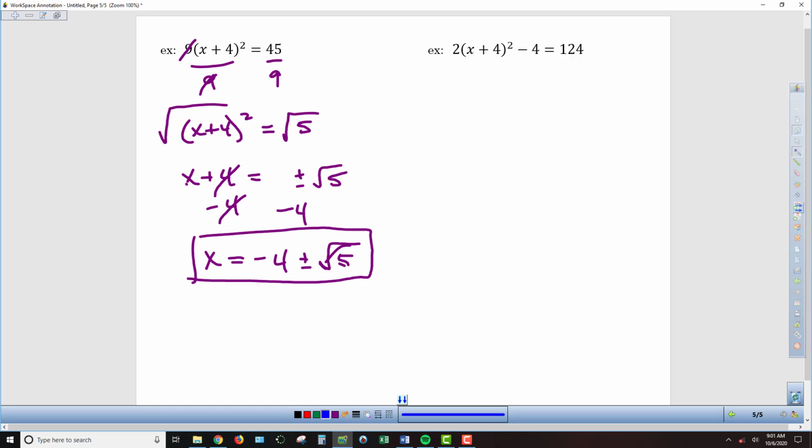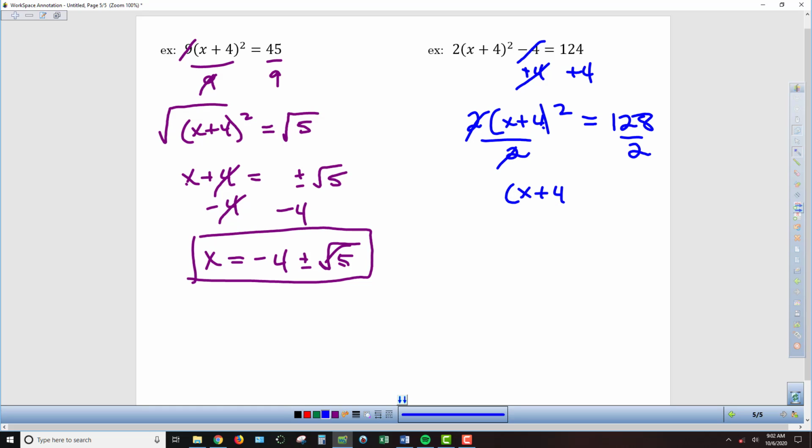For the last one, we'll go ahead and do the same thing. We've got to work on isolating that x plus 4 squared. I'm going to treat it as if it was a giant variable that needs isolating. So I'm going to add 4 to both sides. So I've got 2 times x plus 4 squared equals 128. So now I'm going to divide both sides by 2. So I've got x plus 4 squared equals 128 divided by 2 is 64.